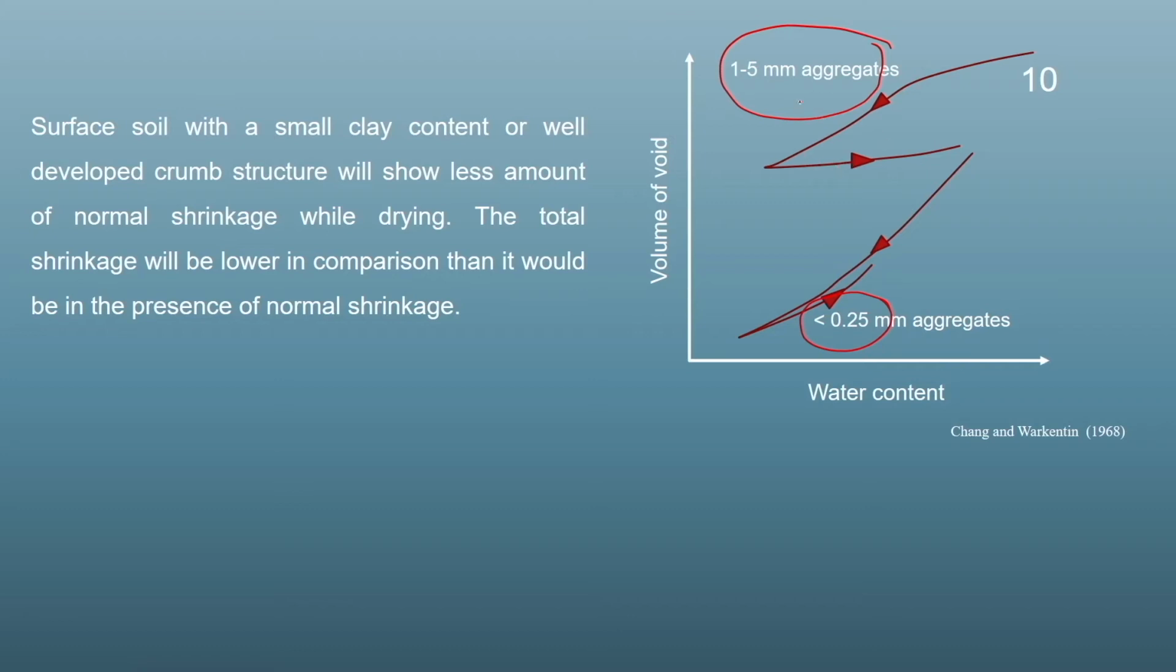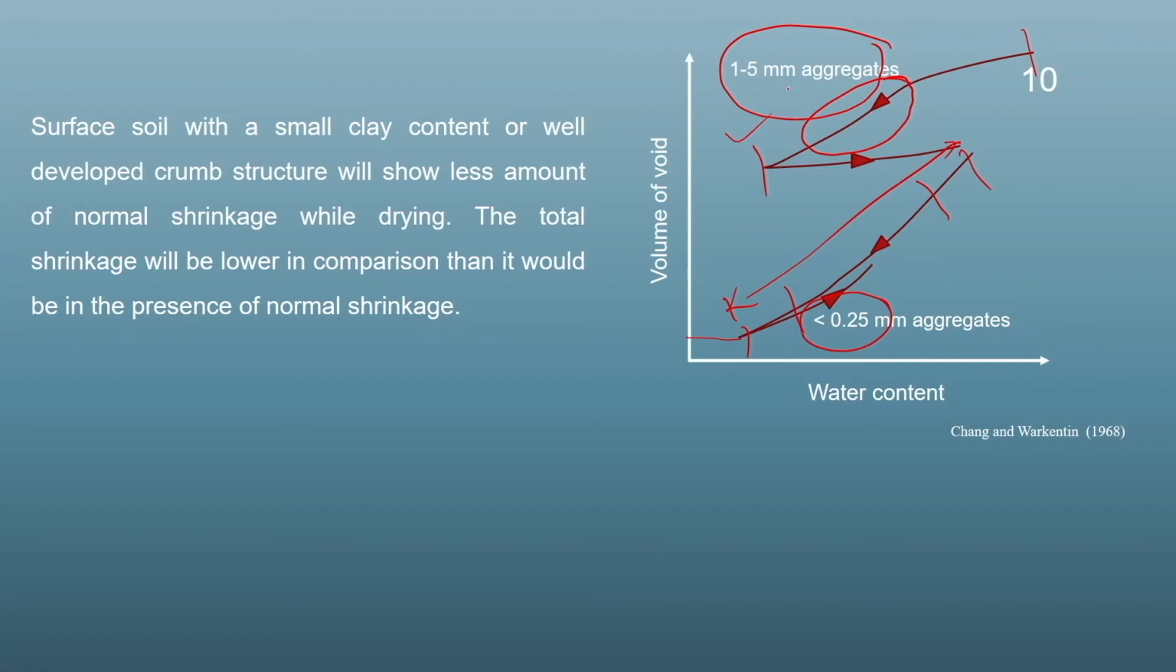The surface soil with a small clay content or well developed crumb structure will show less amount of normal shrinkage. So, here we can see in this case the soil has less amount of clay content or the larger aggregate particles. So, here we can see a less amount of normal shrinkage has been occurring while drying, and also the total shrinkage of this soil has been less. But if the aggregate size is very small in comparison to this one, we can get a large amount of normal shrinkage, and also the soil will shrink to a higher extent. So, this is the total shrinkage of the soil.